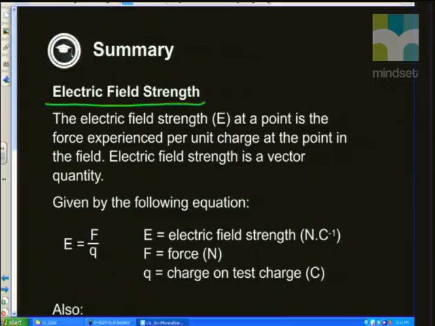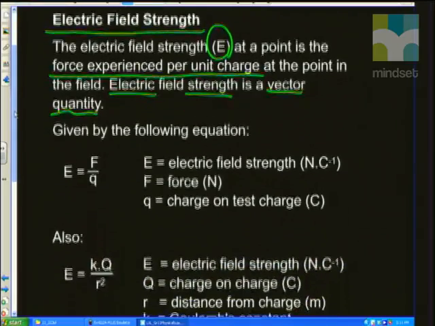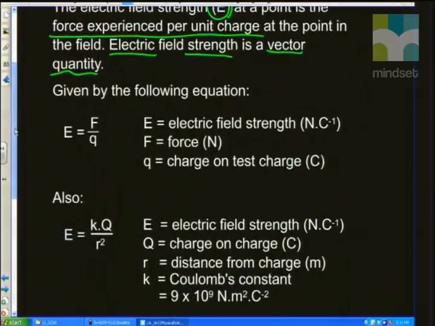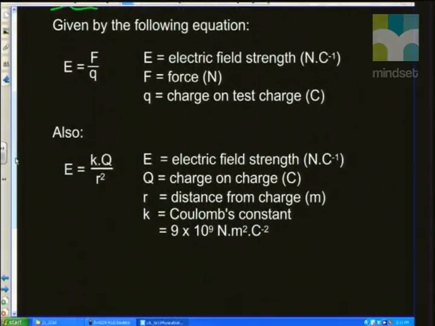Now, moving on, let's talk about the electric field strength. We use the capital letter E to show the field strength. The field strength at a point is the force experienced per unit charge at that point in the field. Therefore, the electric field strength is a vector quantity, like I've already mentioned, and we need to treat it as a quantity that must be expressed in both magnitude and direction. Now, we are saying electric field is force per unit charge. So that should be the formula with which we calculate it.